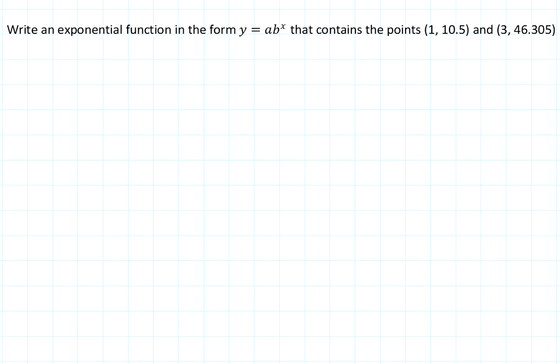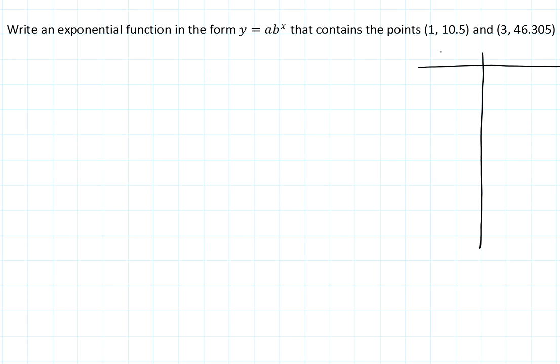This is question number 9, and we're asked to write an exponential function of the form y equals a times b to the x that contains two specific points. One of the points, x is 1, y is 10.5, and the other one, x is 3, and y should be 46.305.